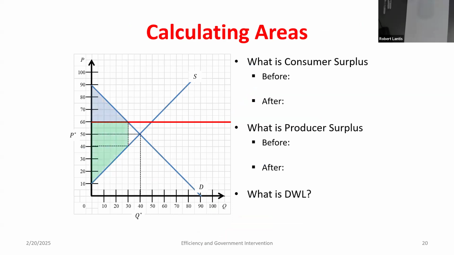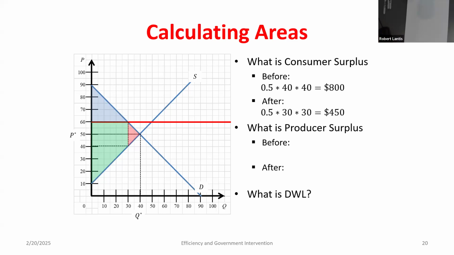So we can put some numbers to this. Let's say I had a price floor. The old equilibrium price is 50. I put a price floor of 60. What was consumer surplus before the price floor? Well, it would have been the area above price, below the demand curve. So this entire triangle. So what? 40 times a half, or 800. What is it after? Well, now it's just this blue triangle. So what? 30 times a half. So we notice with price floors, what's always going to happen to consumer surplus? It's going to go down.